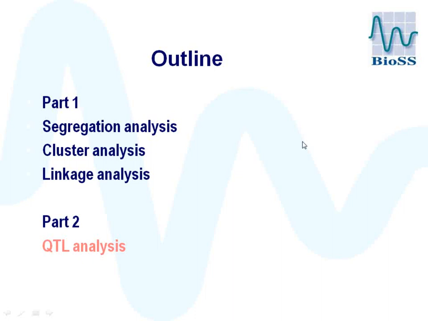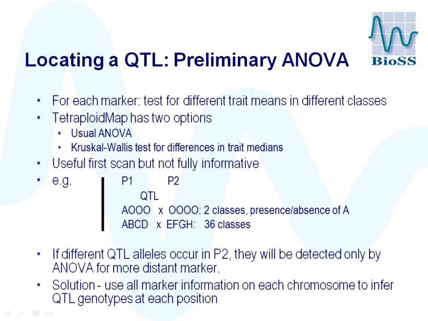So to carry on now with some QTL analysis. If you want to locate a QTL in a population like this, again, the easiest way to start is a way that you'd probably start in a diploid population, and that's to do analysis of variance on each marker in turn to see where there are significant differences between the presence and absence of the markers.